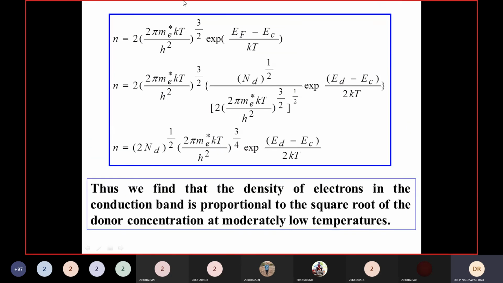If you substitute, some terms will be cancelled, and if you simplify it, we get 2 into (2 pi me kT by h square) whole power 3 by 2 into exponential of (Ed minus Ec) by kT. So this is the density of electrons in the conduction band of an n-type semiconductor.